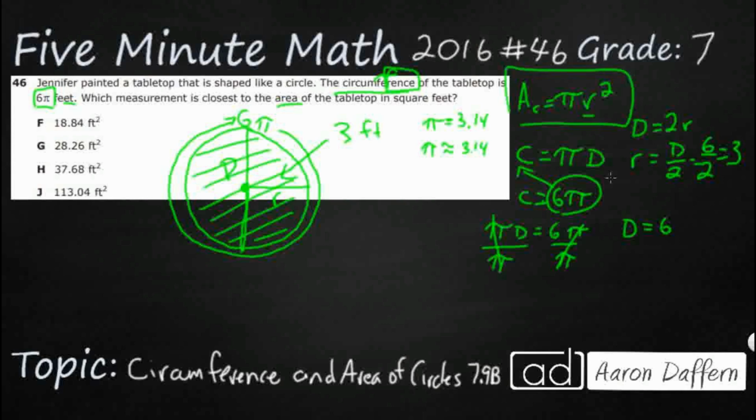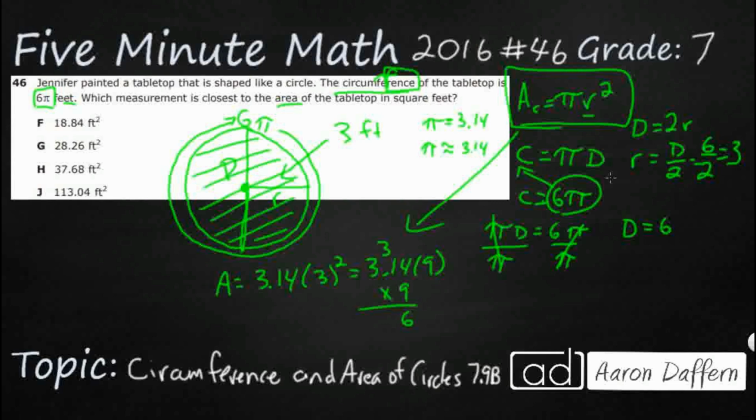Now I can go back to this and finally do a little bit of work. So my area equals, my pi is 3.14 times 3 squared. Now 3 squared, it's not 3 times 2, it's 3 times itself, 3 times 3. So that equals 3.14 times 9. So let's just multiply that by 9. Let's just see what we get here. So that's going to be 36.